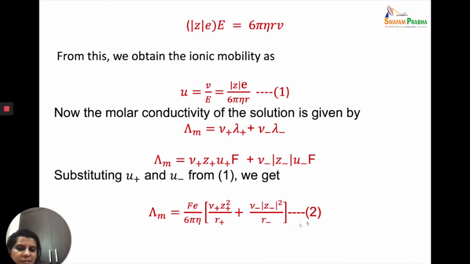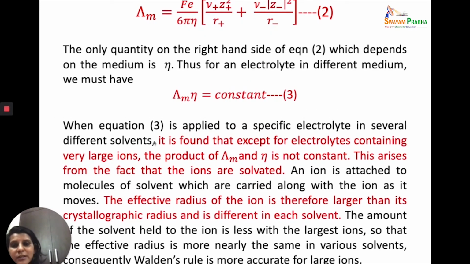Now what do you see in this equation? That all these factors except eta are dependent upon the ions of the electrolyte. The only factor which is varying is the medium, represented by the coefficient of viscosity of the medium. So what we realize is that all this is constant, and lambda m into eta is actually equal to all this constant value.